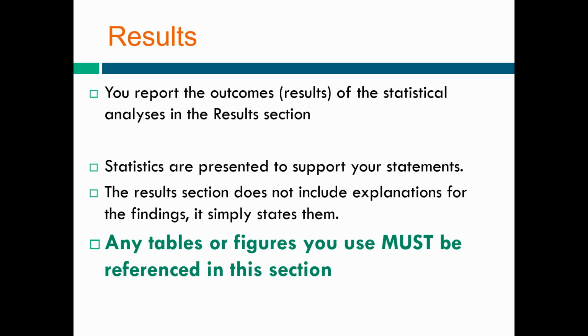Okay. So we'll go ahead and stop here. So at the results, this is the next section in the paper. So we've already gone over the title page. We've gone over the abstract. We've gone over the introduction. Okay. We've gone over the method. Now we're at the results piece of the APA manuscript. Here's where you report all of the statistical analyses.